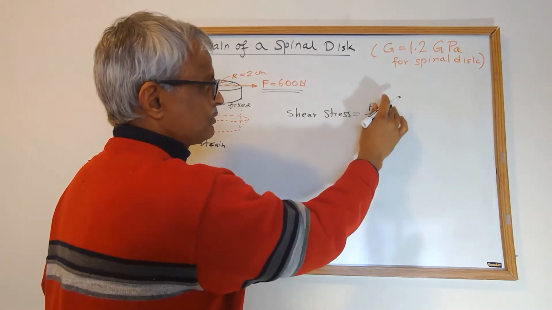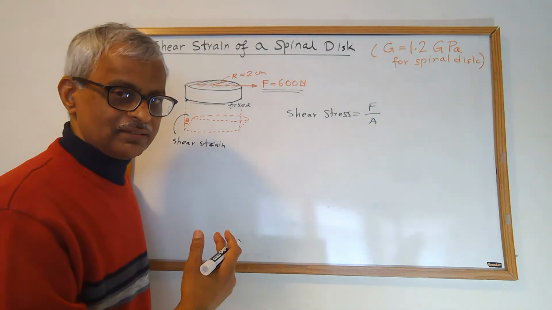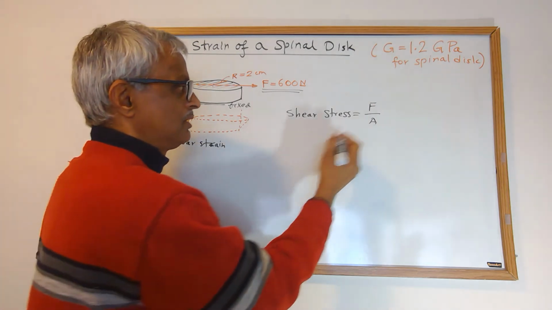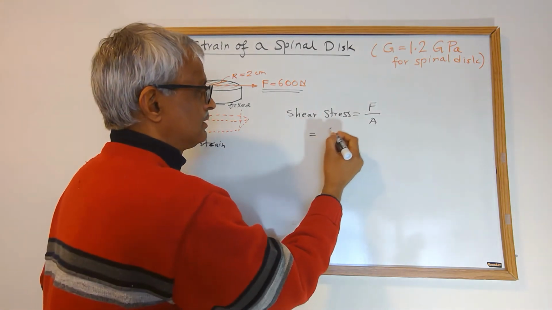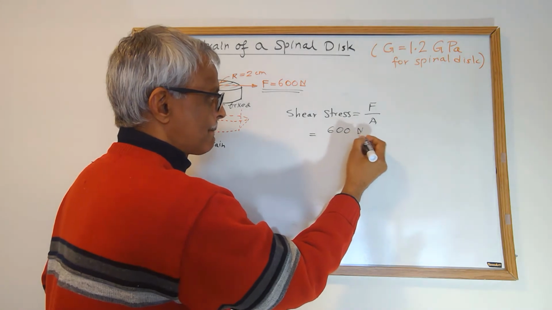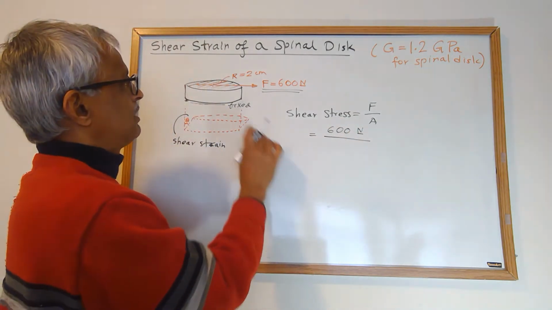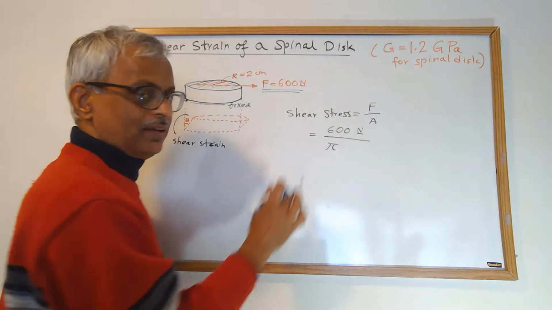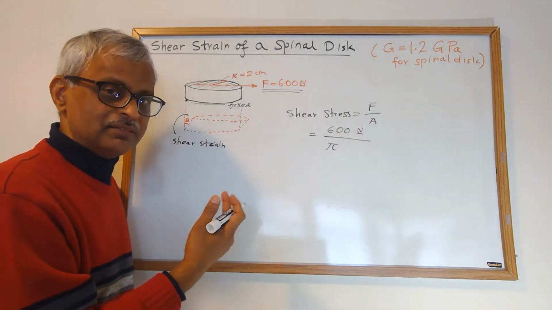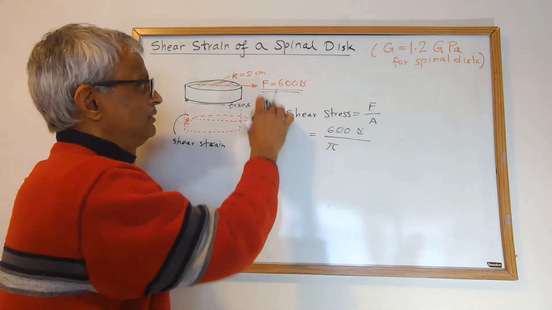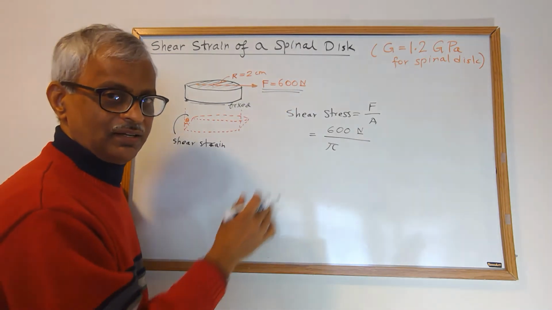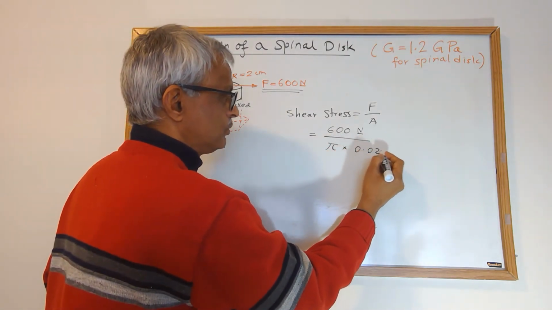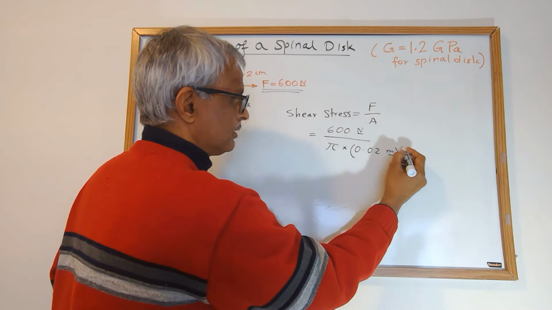Stress is always force over area, but you have to recognize which force and which area for different types of stress. So this force is 600 Newton. The area we're talking about is pi r squared, and because this is in regular SI units and this is in centimeter, I need to convert that into meter, and that will be 0.02 meter squared.